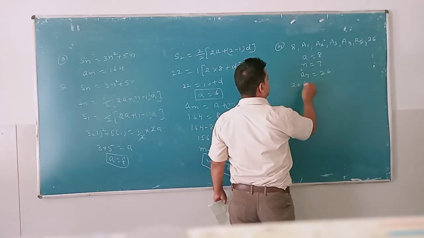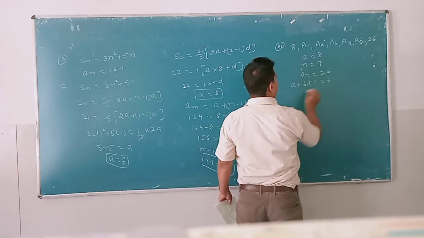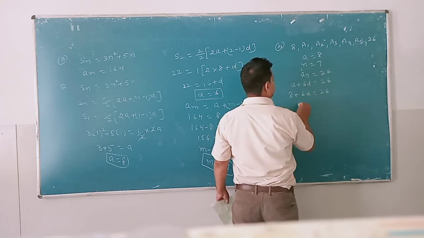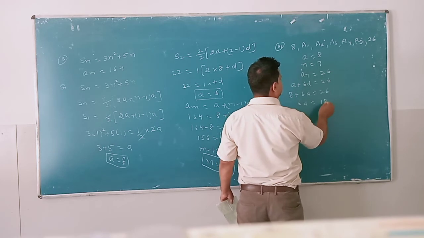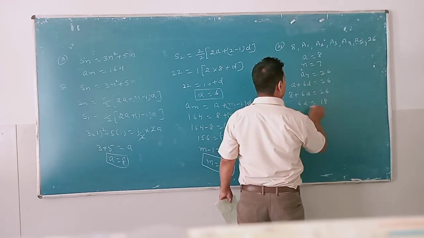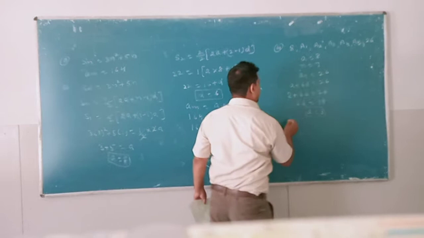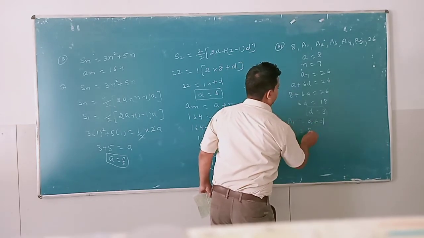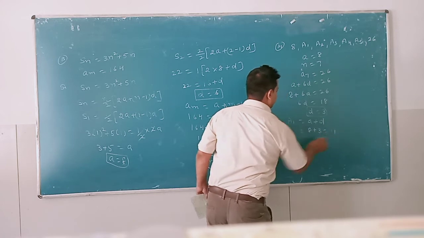As we know, A7 is a plus 6d. The value of a is 8, so 8 plus 6d equals 26. So 6d is 26 minus 8, which is 18. d is equal to 3. This is the second term, which means a plus d. So A1 is 8 plus 3, 11.